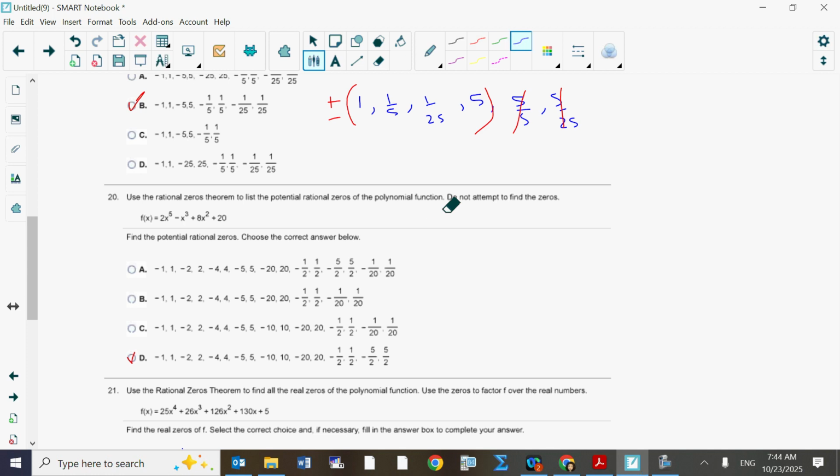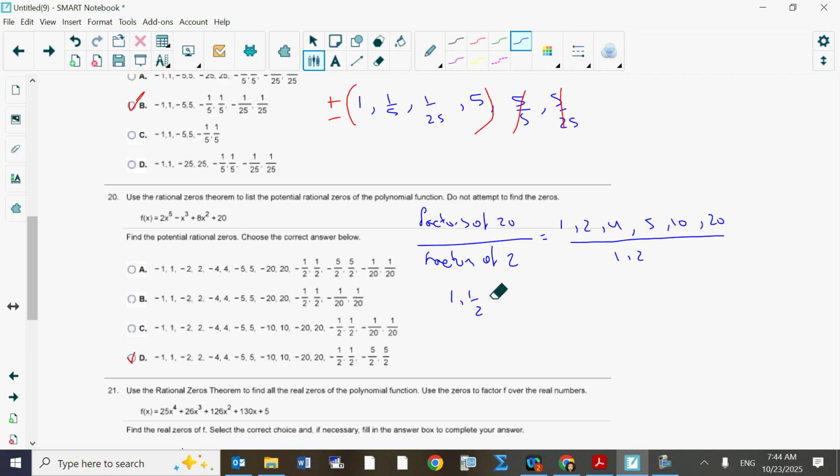Next question, again, we're going to do the same thing. Find the factors of 20 and factors of 2 and divide them. Factors of 20 are 1, 2, 4, 5, 10, and 20. Factors of 2 are 1 and 2. So divide 1 by 1, 1 by 2, 2 by 1, 2 by 2, 4 by 1, 4 by 2, 5 by 1, 5 by 2, 10 by 1, 10 by 2, 20 by 1, and 20 by 2.